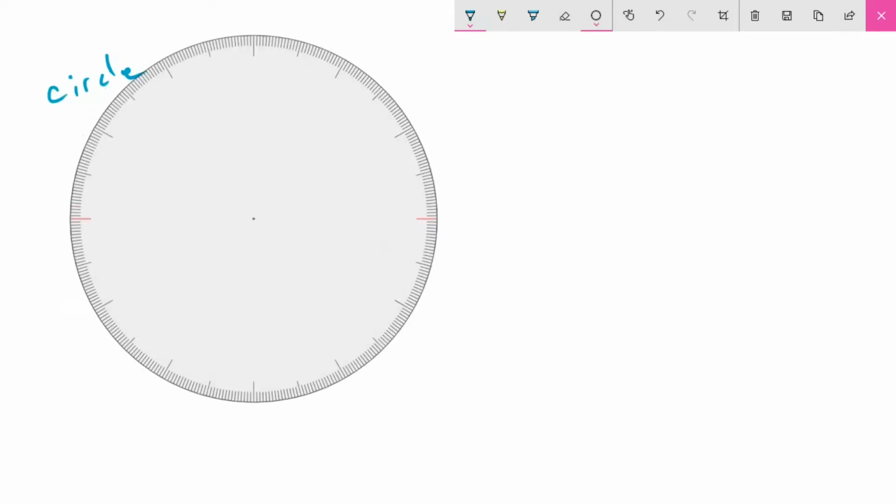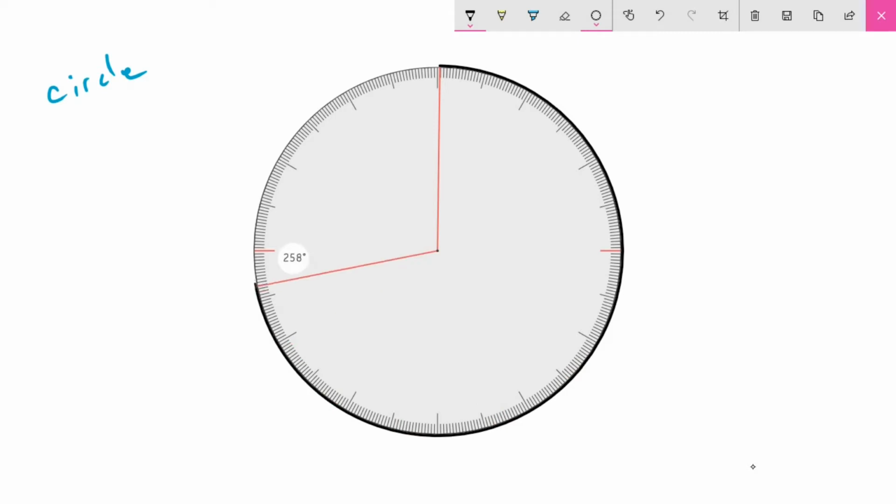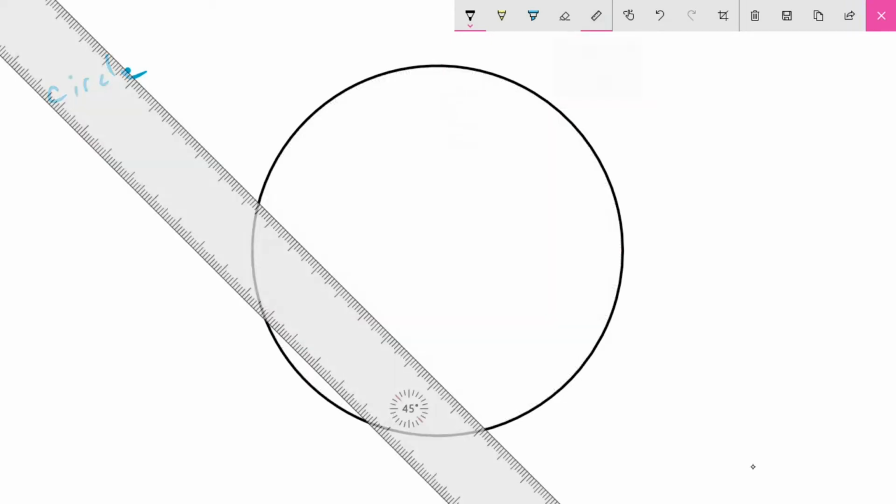First of all, the first vocabulary term we're going to have is circle. So write that down, circle. A circle, the technical definition, is a set of points equidistant from the center. Check out this protractor. See how there's a center of this protractor? Now watch as I draw this circle. Every single point on that line is the same distance away from the center of this protractor. And that is what a circle is.